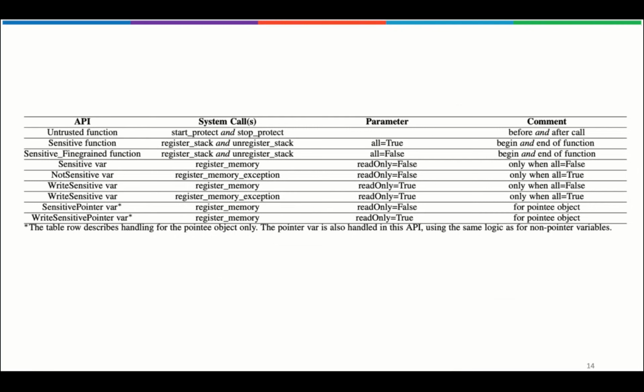Then this is where you talk about sensitive variable, not sensitive variable, write sensitive variable, write not sensitive variable, sensitive pointer, write sensitive pointer. And there are different parameters. I'm not going into that. Please read the paper and do that.